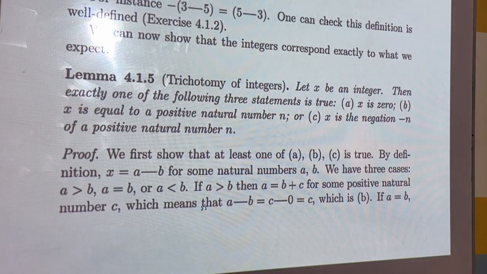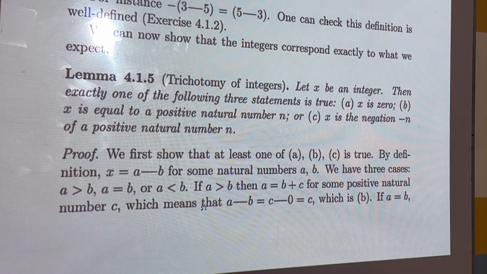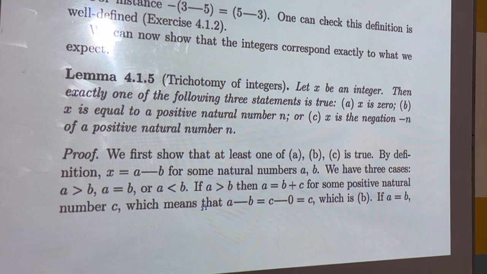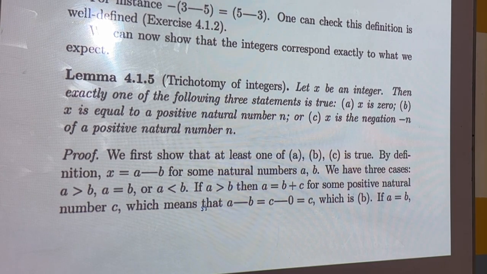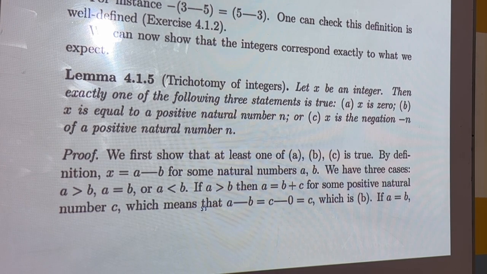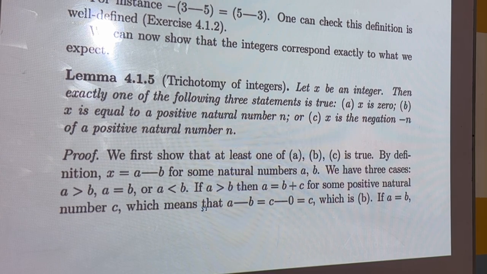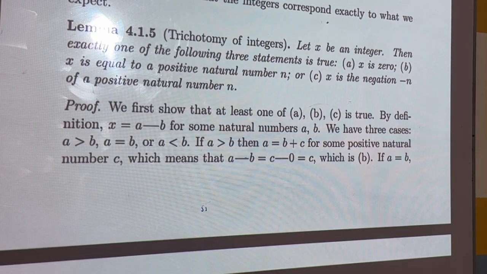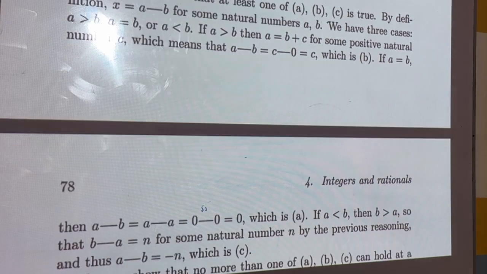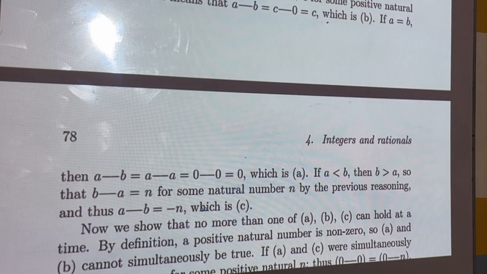So x is equal to a positive natural number. We have shown a minus b is equal to c minus 0. c minus 0 is exactly c. If a is greater than b, we got that. If a is equal to b, then a minus b is equal to a minus a. a and b are the same, no? In the place of b, you wrote a, so a minus a is 0 minus 0. 0 minus 0 is actually 0.